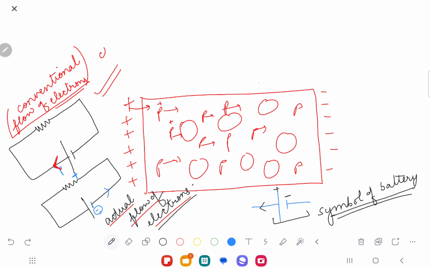Understood up till now? Just tell me. Okay. And I hope you're also clear with the concept of drift velocity. And drift velocity, we are going to assume and write down as Vd. All right.